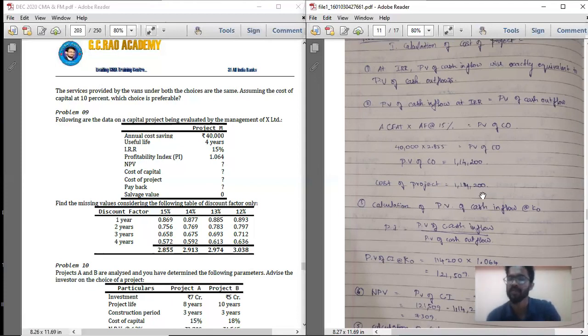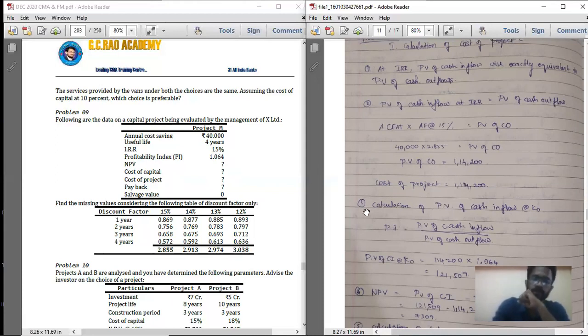Here IRR percentage is 15. So annuity factor at the rate of 15% for 4 years, if you multiply it with the annual cash flow after tax, you will get the present value of cash inflow at IRR, which is equal to present value of cash outflow. So present value of cash outflow is 1,14,200, which we found. That is nothing but the cost of the project. That is the amount you are expending for the project. So that is called cost of the project. So with that we have found the cost of the project.